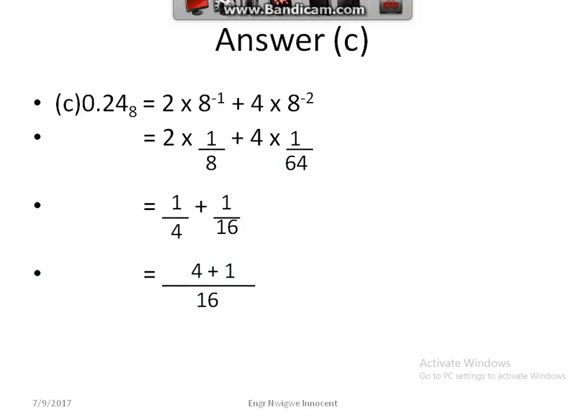16 divided by 4 is 4. 4 times 1 is 4, plus 16 divided by 16 is 1. 1 times 1 is 1. Therefore, we now have our answer to be 5 over 16. Question 14.